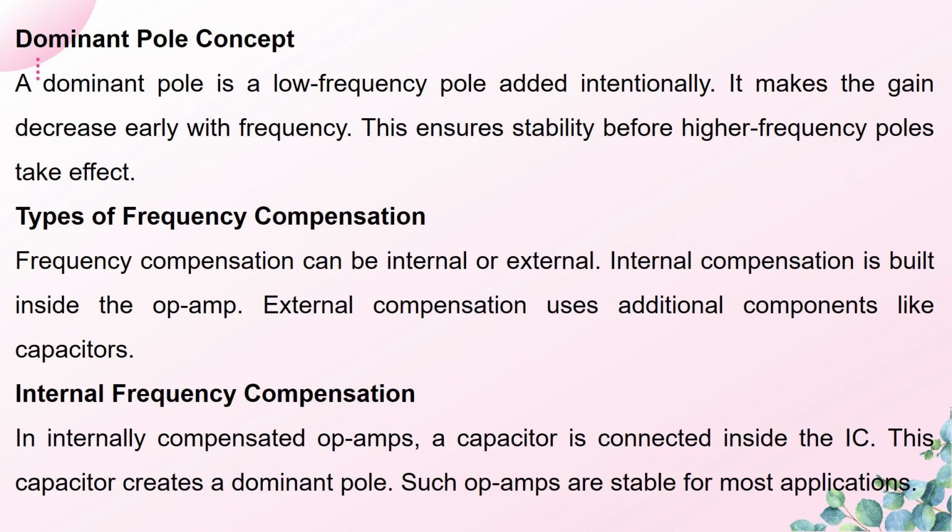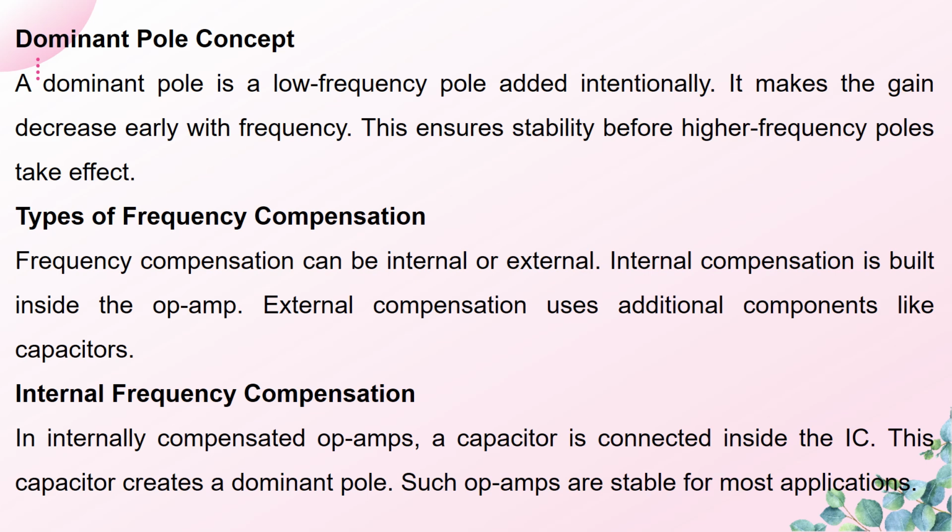So next let's see what is a dominant pole. A dominant pole is a low frequency pole added intentionally into the transfer function of amplifiers. It makes the gain decrease linearly with frequency, and this ensures stability before higher frequency poles take effect.